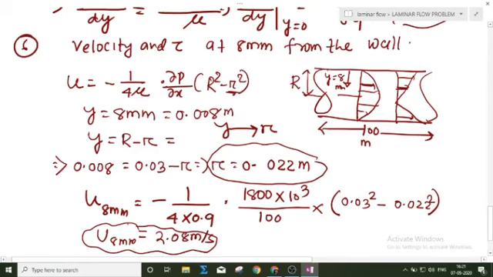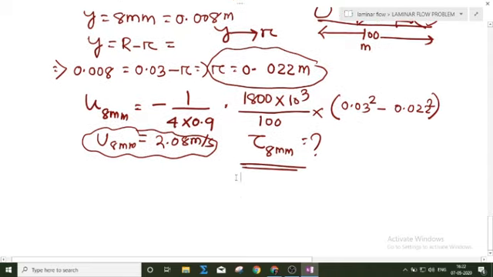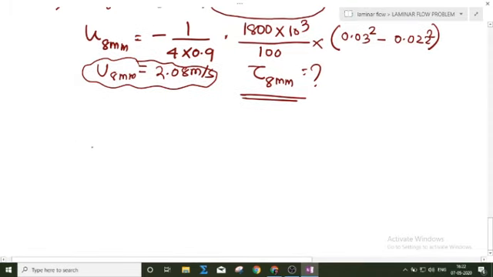Okay, this type of question will come in your exam or semester exam. Okay, now it is asking what is the shear stress at that point. What is the shear stress at 8 mm. Now we have to find out what is the shear stress. The shear stress we can find out.